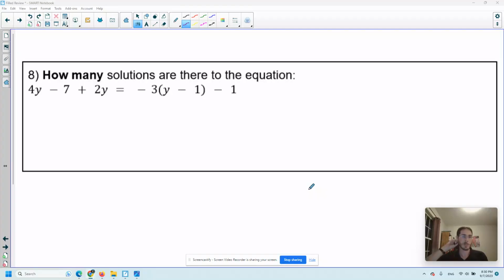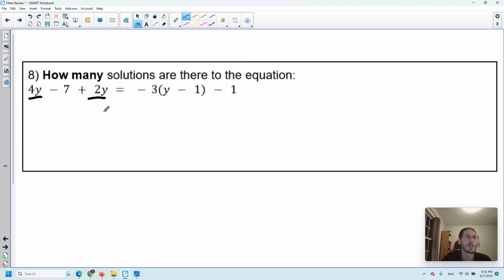All right. So now we're on to number 8. This is the last section. So now we're not answering what the solution is. We're answering how many solutions there are. So to figure out how many solutions there are, we still have to do some solving. So we're still going to try and simplify as much as we can.